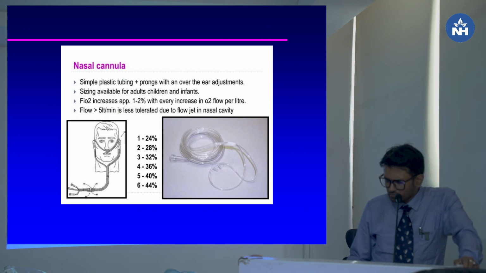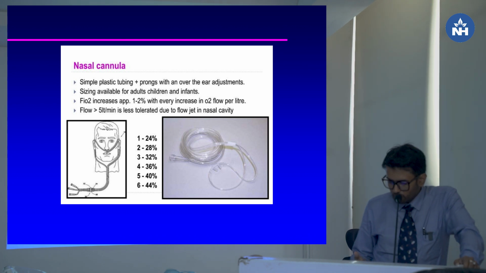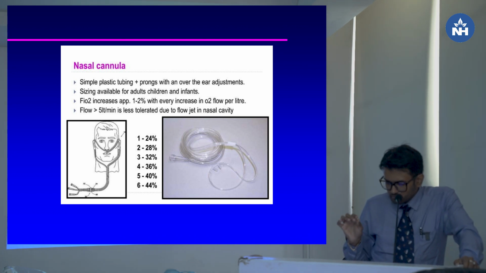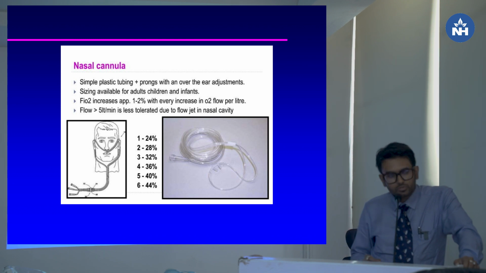A nasal cannula is a simple plastic tubing with prongs and an over-the-ear adjustment. It can be adjusted for size, for adults or children, and FiO2 increases by about 4% per liter of flow. But if the required flow is more than 5 liters, it is not preferable.